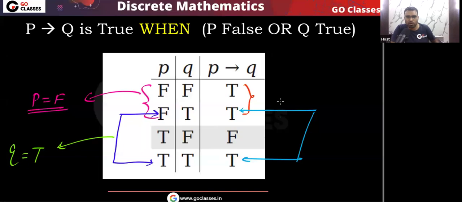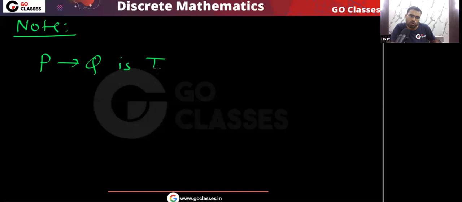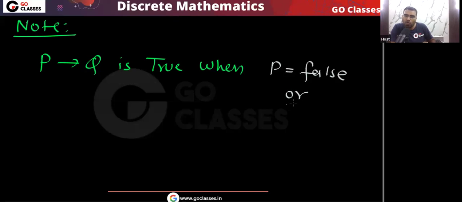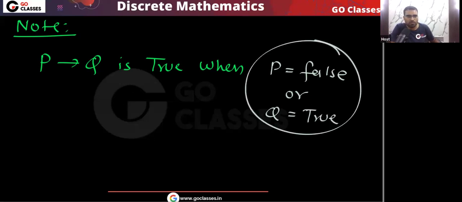Okay. So very simple point. Finally, this is the conclusion: P implies Q is true when P is false or Q is true. Okay. P is false or Q is true. So like this you can write. Okay. Very simple point.